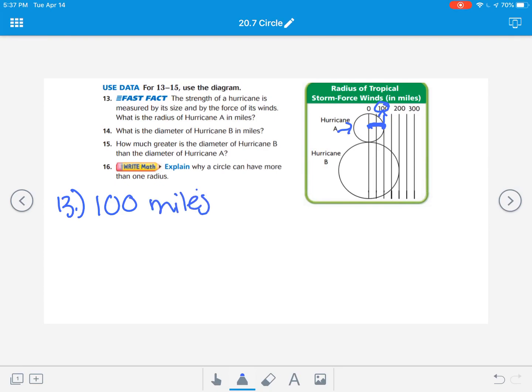100 miles is the radius of Hurricane A. Number 14, what is the diameter of Hurricane B in miles?